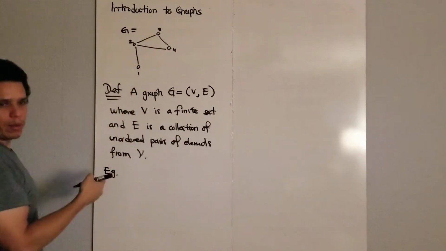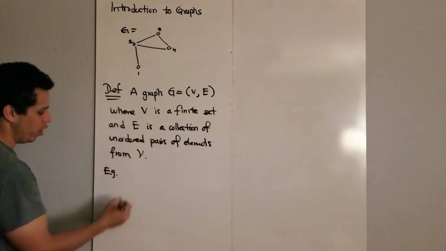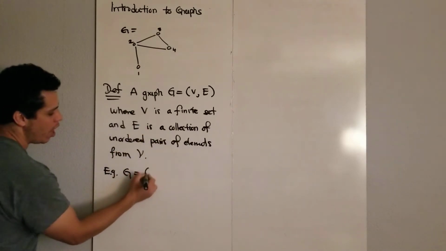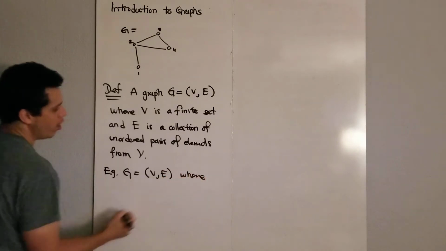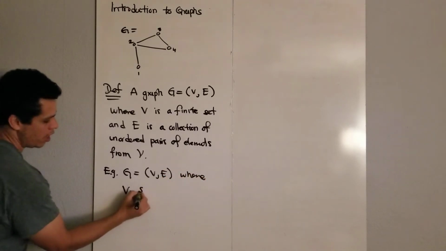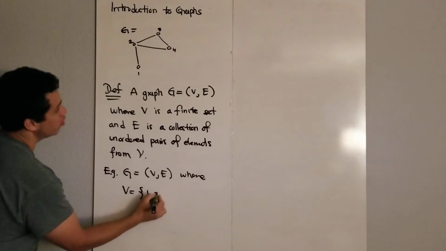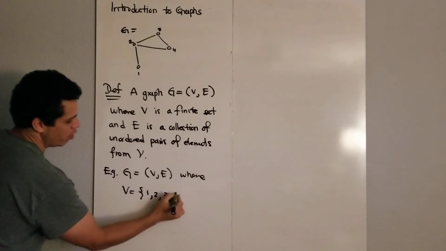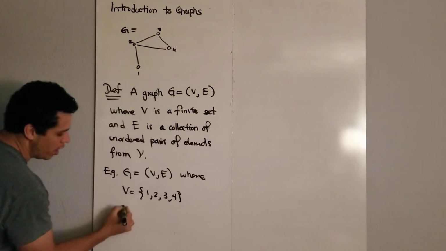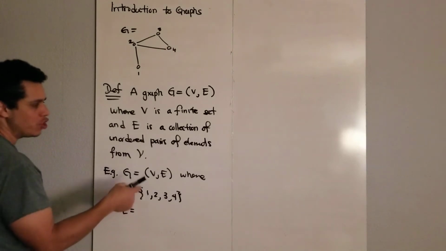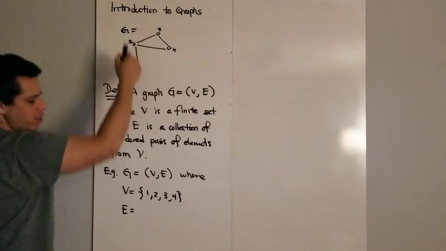Here I have G as a picture, but I can have G formally. So I can write G as (V, E), where V is the set {1, 2, 3, 4}, according to the labels that I have there. And E, well, the collection of edges which corresponds to these lines.